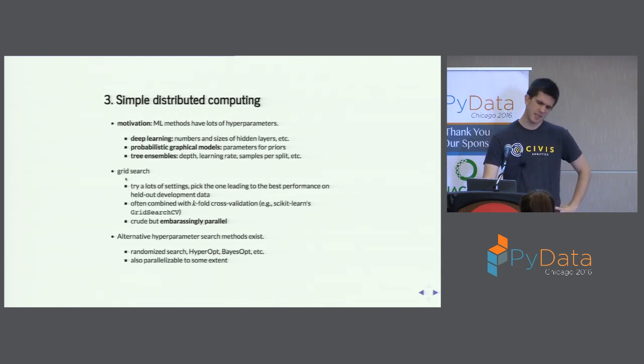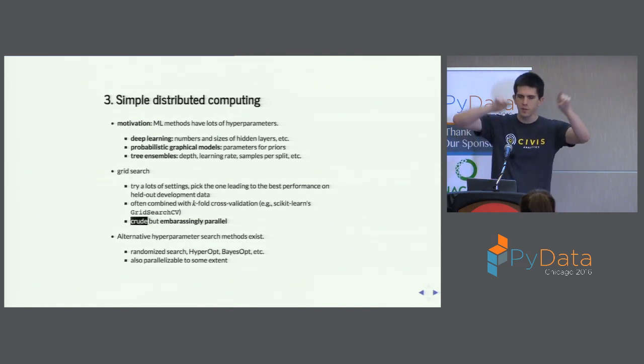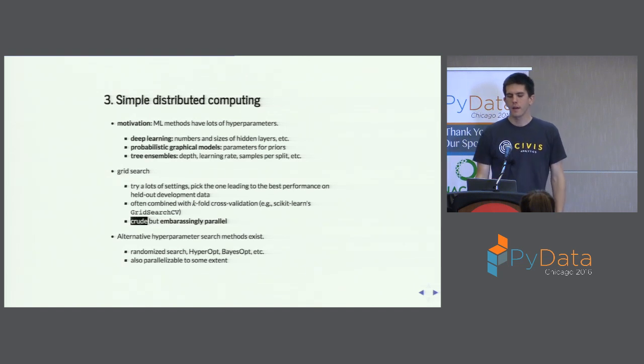The typical standard way to do this is grid search with k-fold cross-validation on the training data. This is a crude method. It's basically brute forcing the solution, trying a bunch of points on a grid. But the nice thing is it's embarrassingly parallel, because the model training on one grid point doesn't depend on the model training on the other grid points. So we can very easily parallelize this, where we just run all the grid points in parallel and then at the end find out which one was best. There are alternative hyperparameter search methods. They're also parallelizable to some extent.